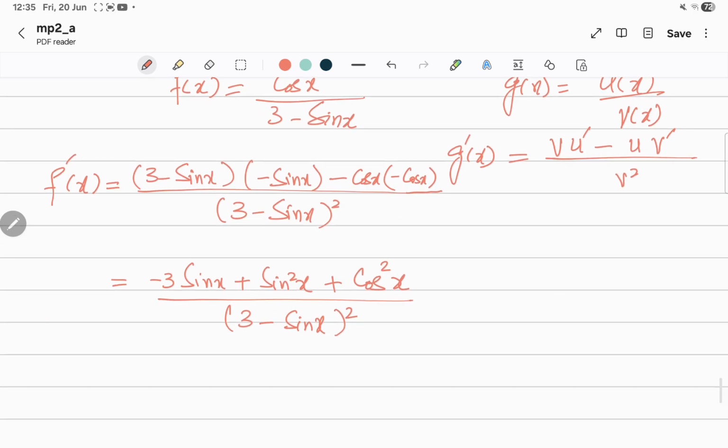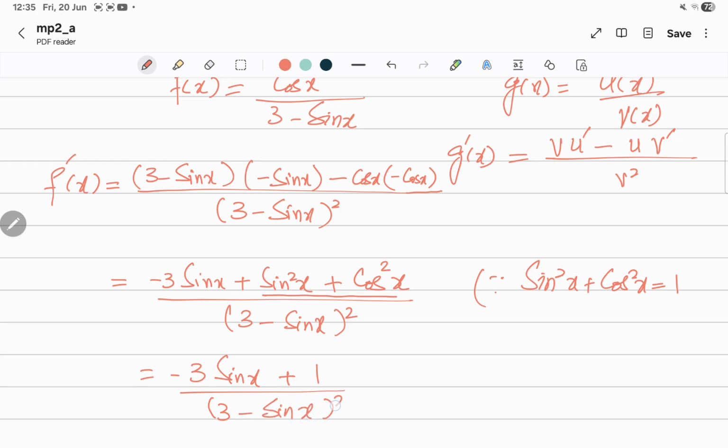Now if you apply the trigonometric identity, sin square x plus cos square x equals 1, you can replace this with 1. So we're left with minus 3 sin x plus 1 over 3 minus sin x whole square.